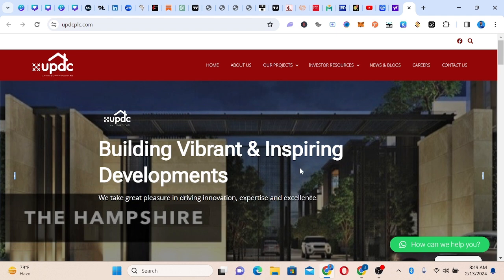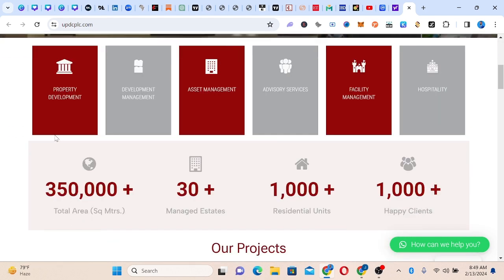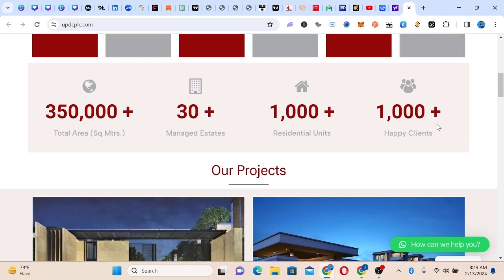So you can see the company, they are building vibrant and inspiring developments. You can see what they are into. They're into property development, development management, asset management. They can manage your asset for you, and they are into advisory services, facility management, and also hospitality. This is the hotel business, and you all know how the money rolls from this area. They have 350,000 total square meters, and they manage over 30 plus estates.